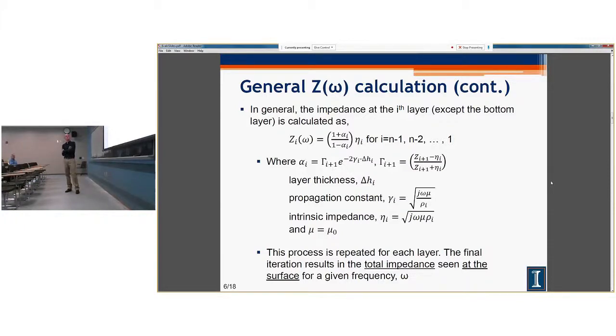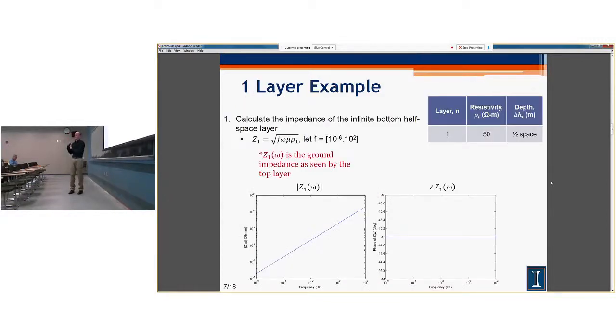So here's the calculation. You see familiar variables here like capital Gamma, the reflection coefficient, lowercase gamma, the propagation constant, and eta, the intrinsic impedance. A part of this approximation is that we're assuming mu is equal to mu naught. That allows this equation to be much simplified, like it is in this form, as we go through the process. Like I said before, this process is repeated for each layer and it stacks on top of each other.